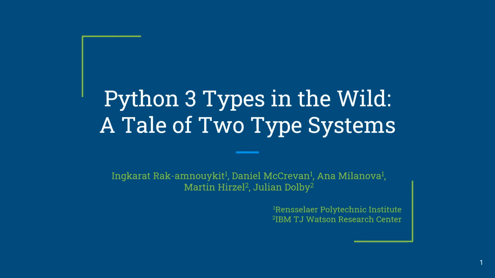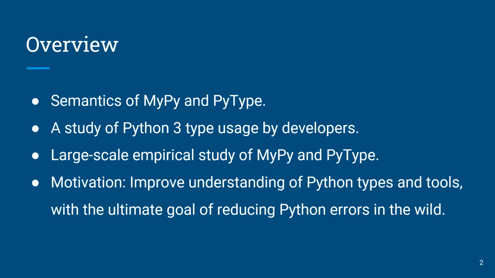Today, I am presenting the paper Python 3 Types in the Wild: a tale of two type systems. This paper reviews the semantics of MyPy and PyType and contrasts the two type systems. We present a study of Python 3 type uses by developers. Then, we did a large-scale empirical study of MyPy and PyType on a corpus of public GitHub repositories.